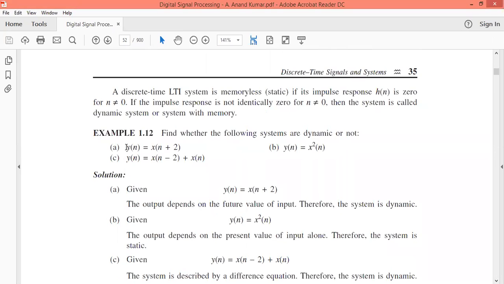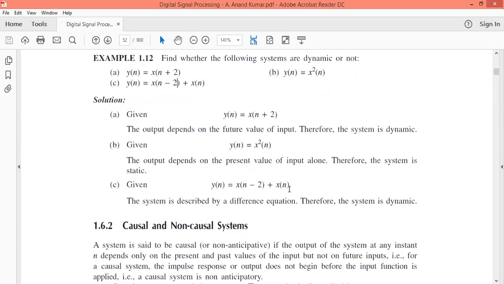Okay. So if you see this example, y of n is equal to x of n plus 2. Present output depends upon the future input value. So this is a memory system. Whereas here, this is memoryless because no arithmetic operation is performed on n. So if any arithmetic operation is performed on n, then it becomes a memory system. Here we have n minus 2. What type of system is it? It is a memory system.